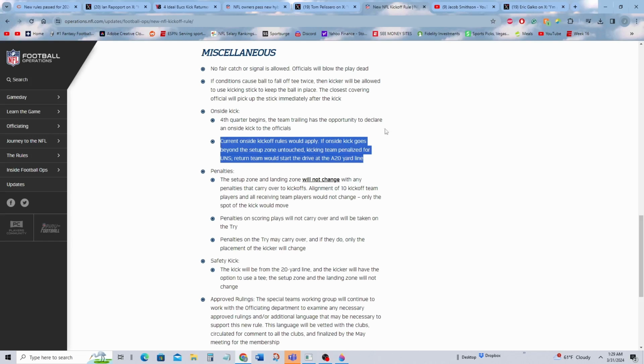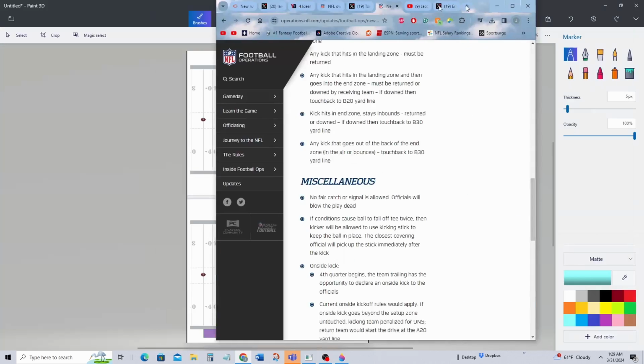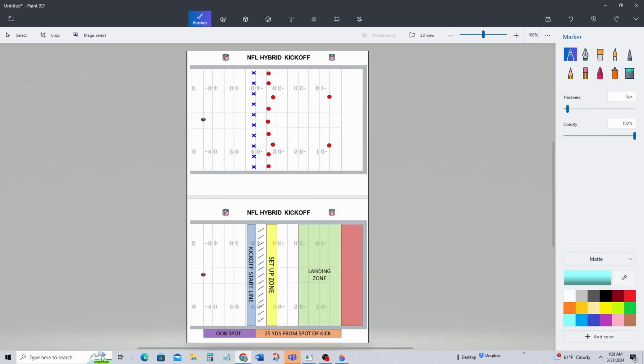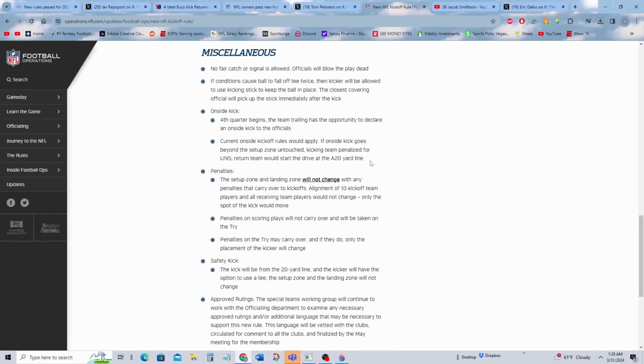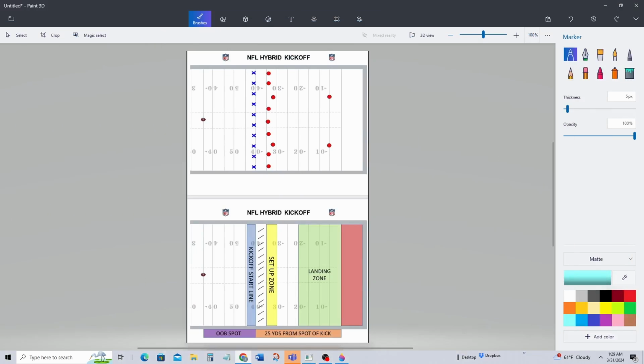And it's right here. If you kick it beyond the setup zone, which is the 30-yard line, so if you say you're kicking an onside kick and you kick it beyond the 30, then the other team gets the ball at the 20-yard line. What's that? Well, it's your own red zone. How they came up with that is the 35-yard line where you kick the ball from, then it's an unsportsmanlike penalty, which is a 15-yard penalty, which brings you to your 20. So essentially, you can't kick it past the 30, which requires you to just do a traditional onside kick.